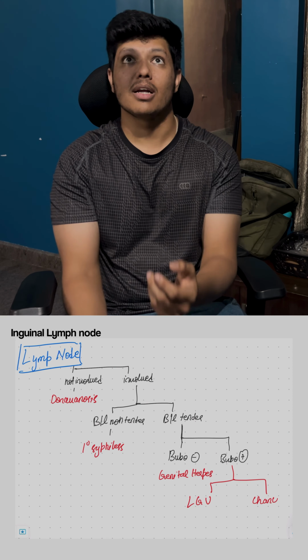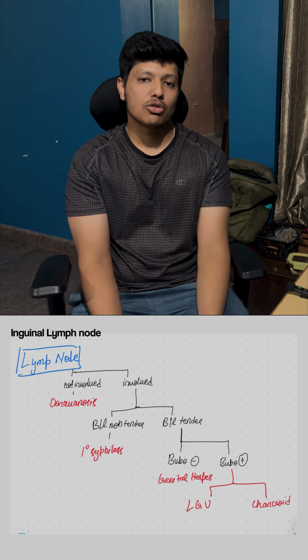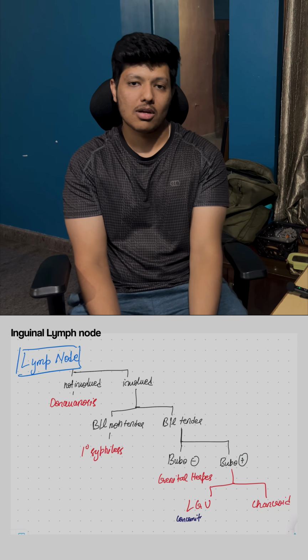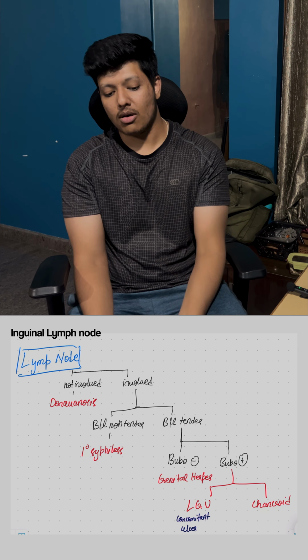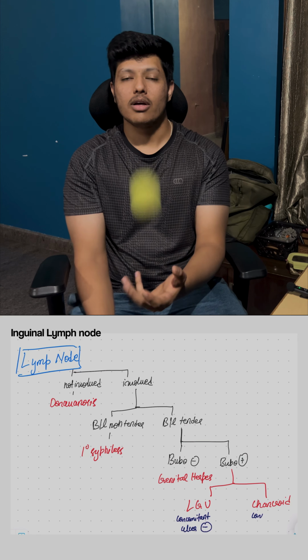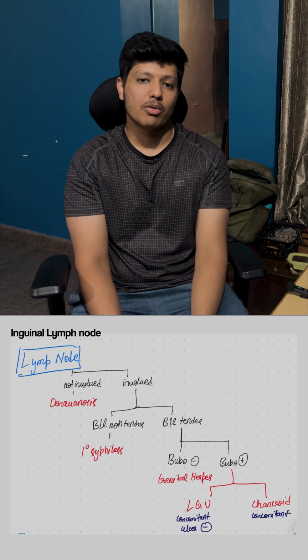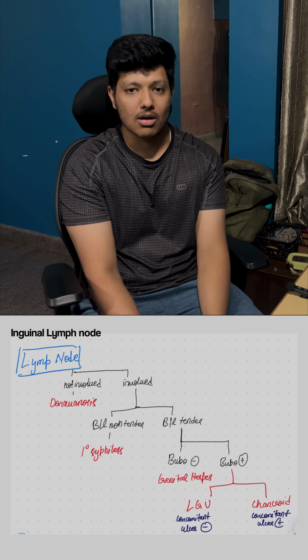lymphogranuloma venerum and chancroid. We can differentiate between these two by the presence of concomitant ulcer. If the concomitant ulcer is present along with the bubo, then it is chancroid. In lymphogranuloma venerum, there is no presence of concomitant ulcer along with the bubo.